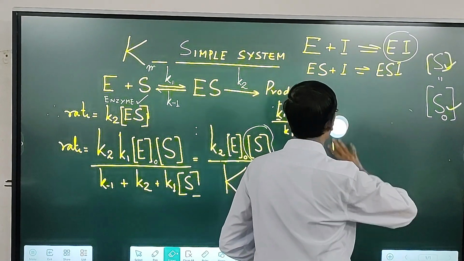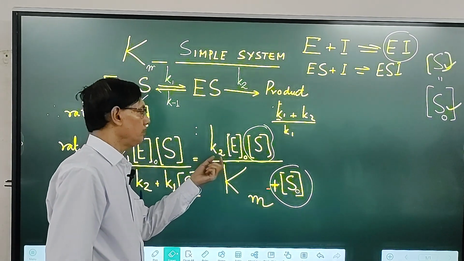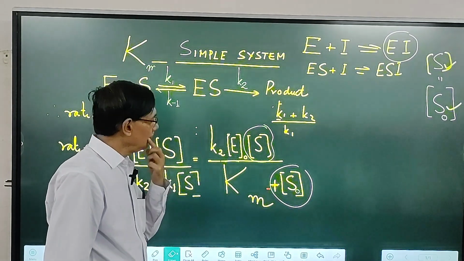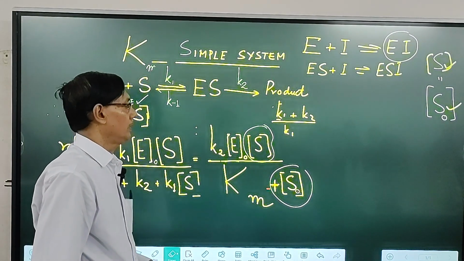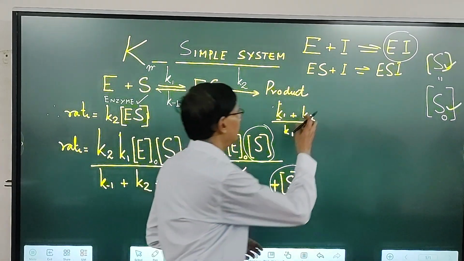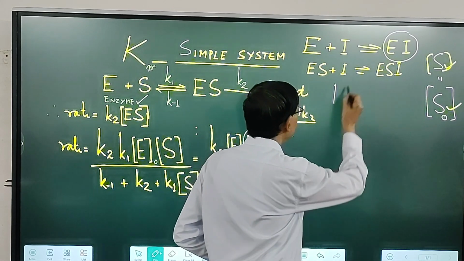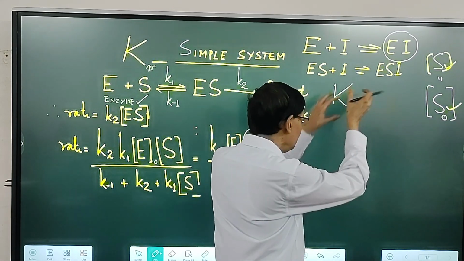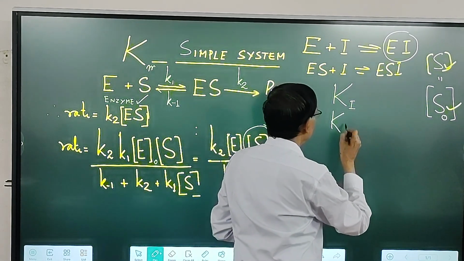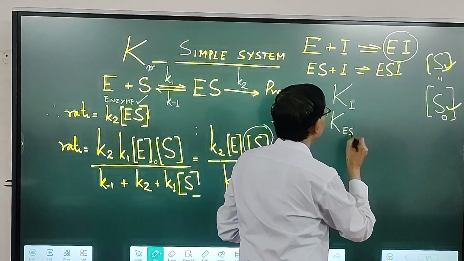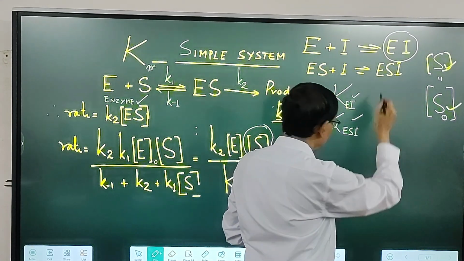Why is it important? Because if you understand the simple system, then you can solve any complicated system, because the methodology is exactly the same. The only thing is that you have to consider the value of Ki. You must include the value of Ki in the equation, then K, EI, ESI like that. That cannot be ignored, and then we will plot.